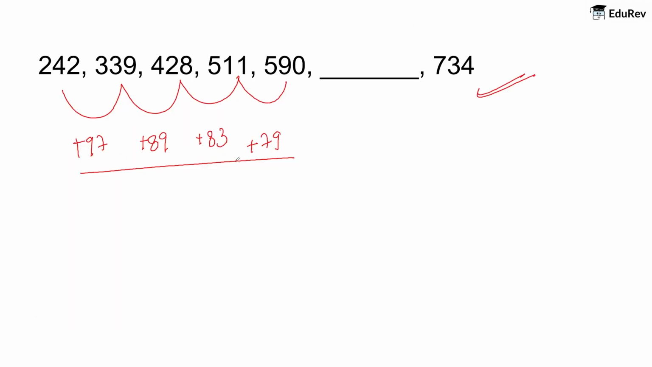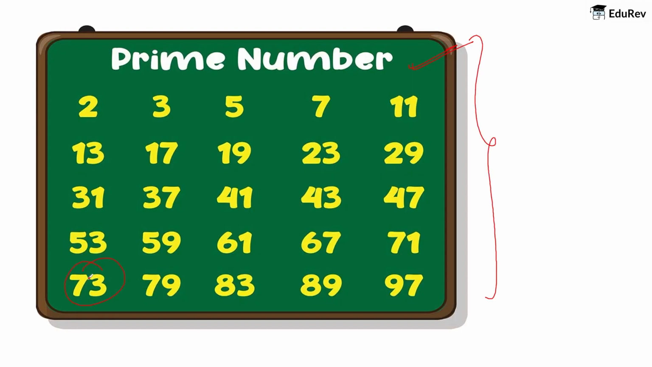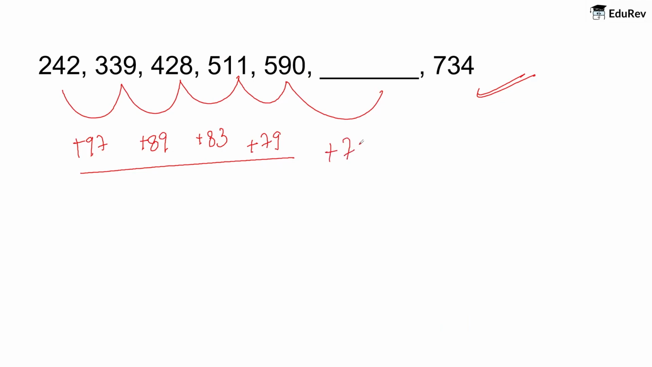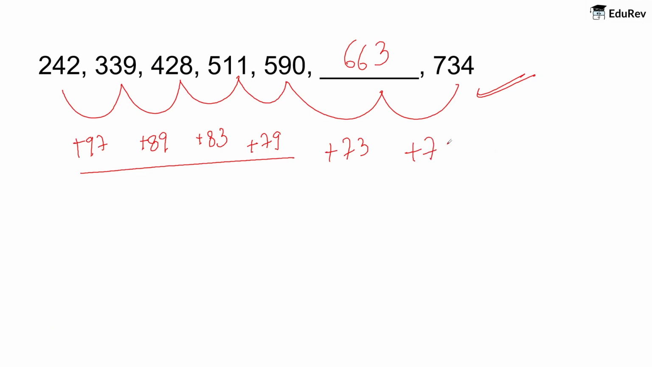Okay, so now you can see that these are prime numbers in decreasing order. So next in the list is 73. So the next number would be 590 plus 73. When you do that, you get 663. To check the correctness, let us see what the next number is. The next number should be plus 71. So yes, when you do 663 plus 71, you get 734. So our answer is correct. So see how just remembering prime numbers from 1 to 100 would have helped you solve this question quickly. Others would have wasted their time scratching their heads over what the pattern was.